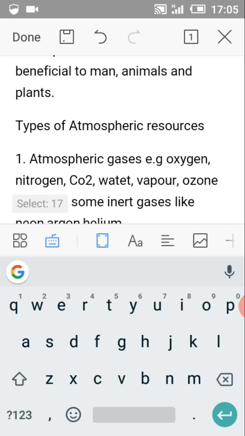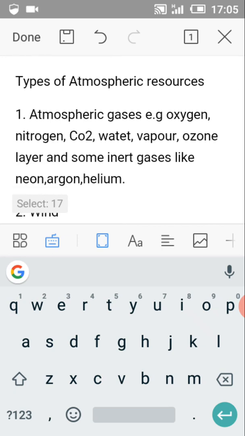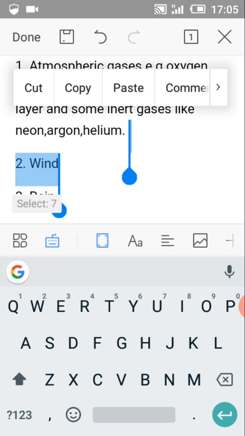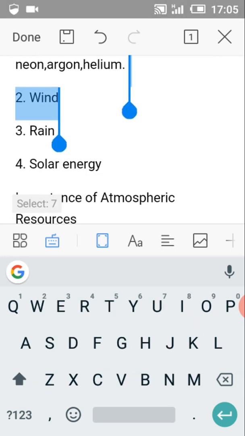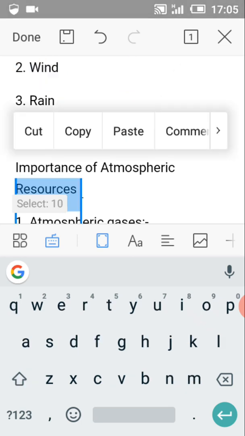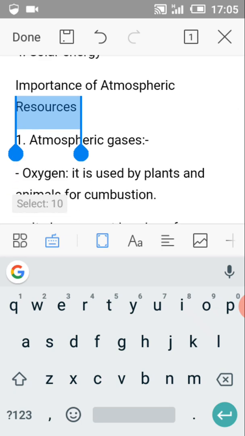Types of atmospheric resources. Atmospheric gases, e.g., oxygen, nitrogen, carbon dioxide, water vapor, ozone layer, and some inert gases like neon, argon, helium are examples of atmospheric resources. The other ones are wind, rain, and solar energy. Importance of atmospheric resources. 1.